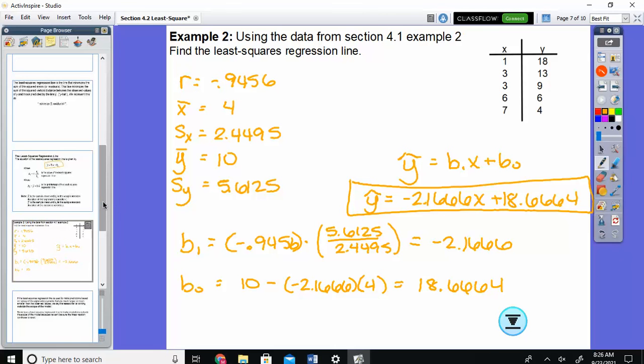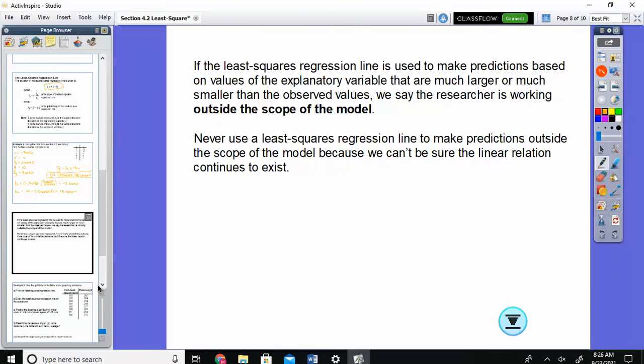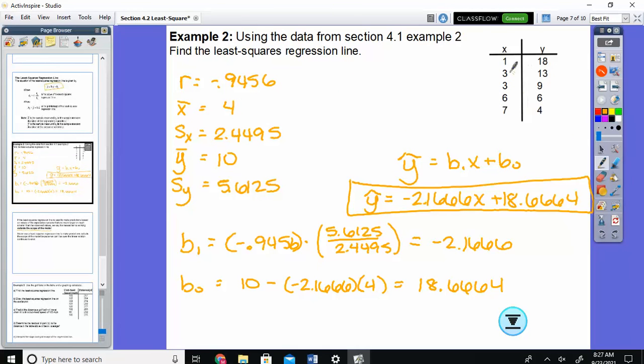So just a couple more things. Sometimes you might hear somebody say you're working outside the scope of the model. We wrote our equation of this line, but if you're thinking back to this data, my x's here were between 1 and 7. Okay, so this is the best line here. Does that mean if my x was 75 that this line would be the best option?